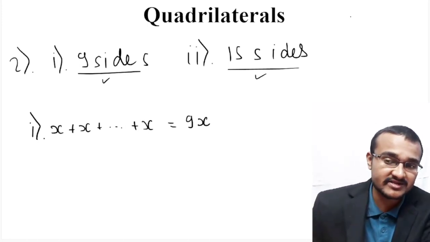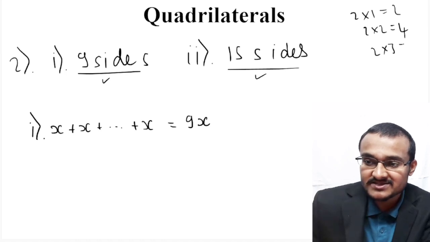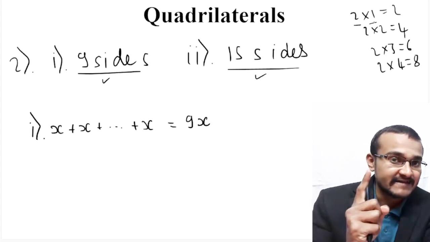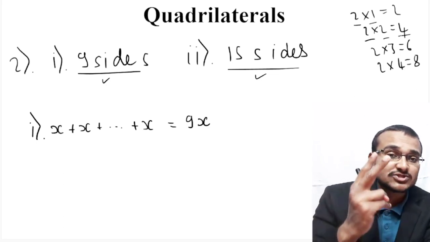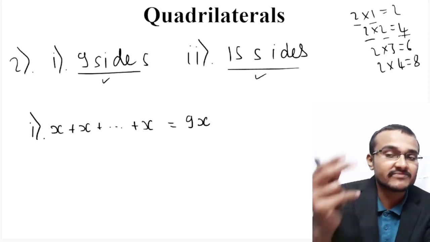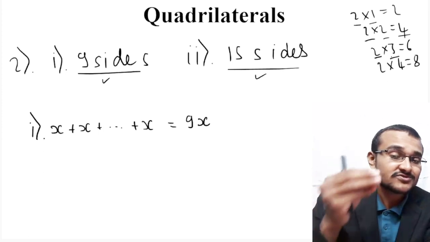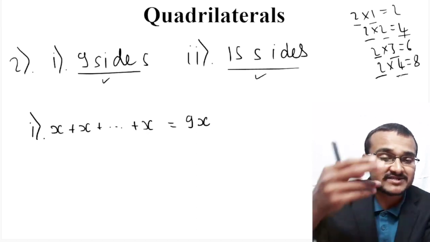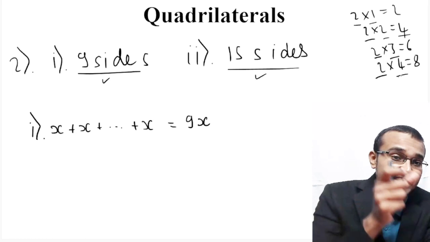You have been learning tables from your primary class, where they will tell 2 into 1 is 2, 2 into 2 is 4, 2 into 3 is 6, 2 into 4 is 8. The significance of this table is that 2 into 1 means 2 is added one time, that means 2 will remain as 2. 2 into 2 is equal to 4 means 2 is added 2 times, so 2 plus 2 will be 4. 2 into 3 is 6 means 2 is added 3 times, because 2 plus 2 plus 2 is 6. 2 into 4 is 8 means you are adding 2 four times, 2 plus 2, 2 plus 2, which is 8.